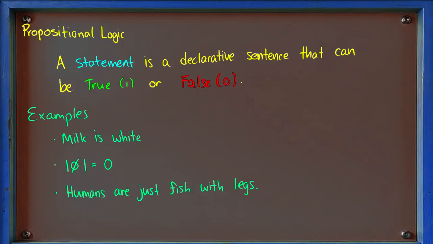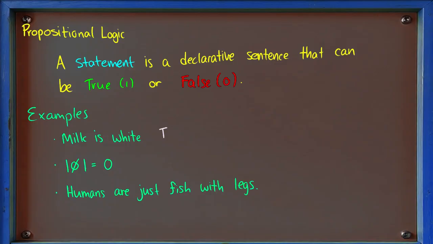In philosophy courses, you may see something like T's and F's instead of 1s and 0s. I'll be defining T and F a little bit differently later, but for now, just keep true as 1 and false as 0 in mind. Some examples of statements would be something like milk is white. And this can be true or false. For the most part, it is true. But chocolate milk is brown, so that might not be white.